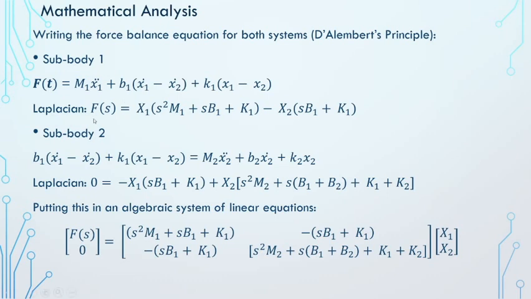This is the Laplace transform for body 1, and this is the Laplace transform for body 2, obtained from the equilibrium equation. Mind you, the Laplace transform is obtained from the equilibrium equation. This is the differential equation that describes body 1, the differential equation that describes body 2, and in each case there is a Laplace transform derived from the differential equation. Now, you can put this into a system of equations as a matrix. Remember, you have variables x1 and x2, as you can see here.